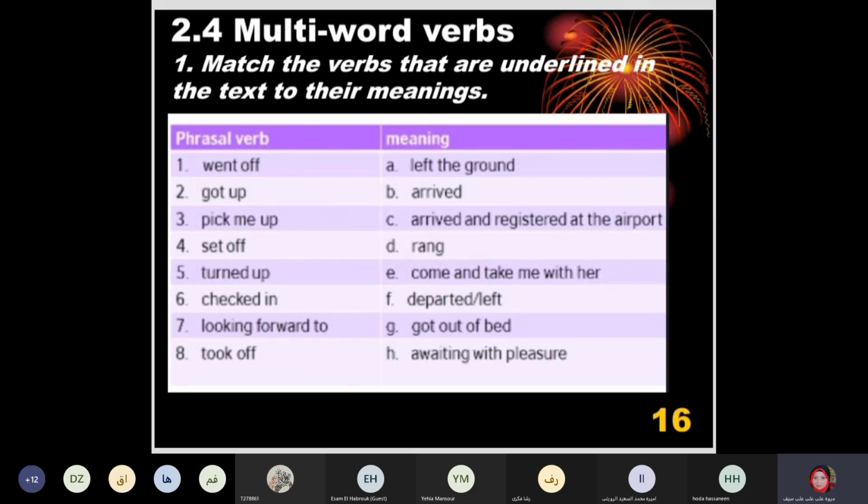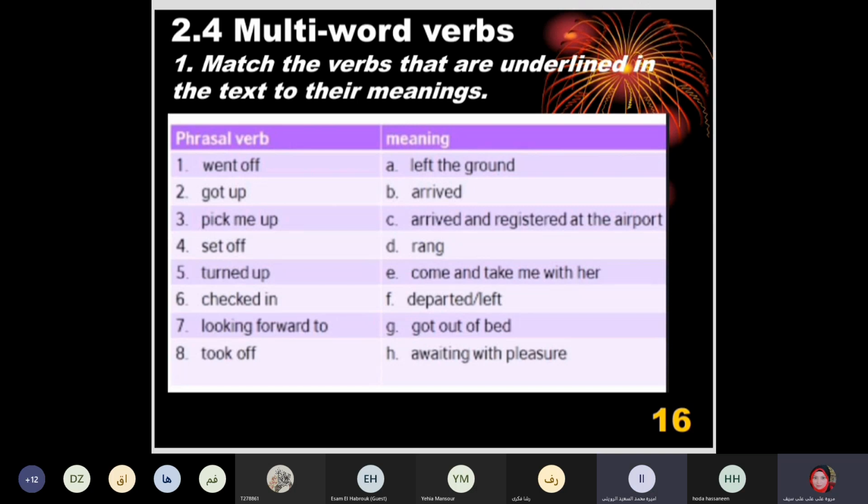Pick me up, come and take me with her. So number three takes an object. Very good. Correct answer. Thank you very much. What about number four? Set off. What does it mean?